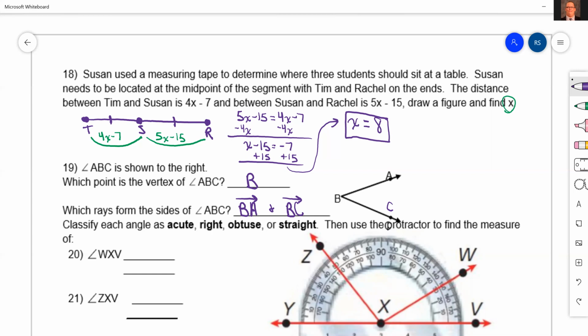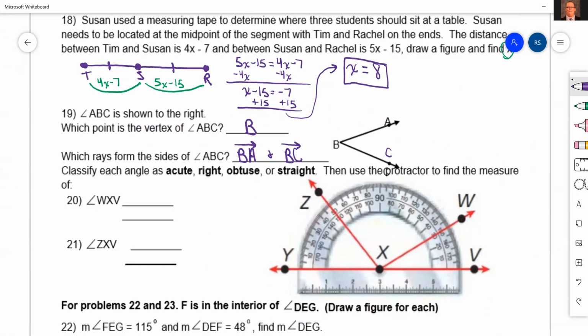Notice the vertex is first. Which point comes first? The vertex. Hopefully you remember that now. But wait. When I do the rays, which point comes first? The vertex. Okay.